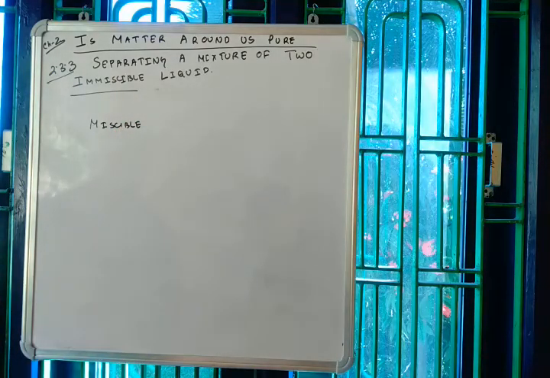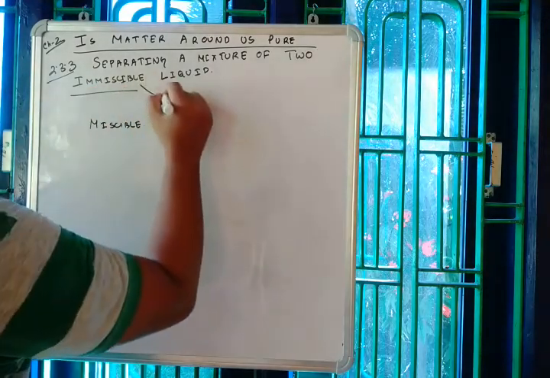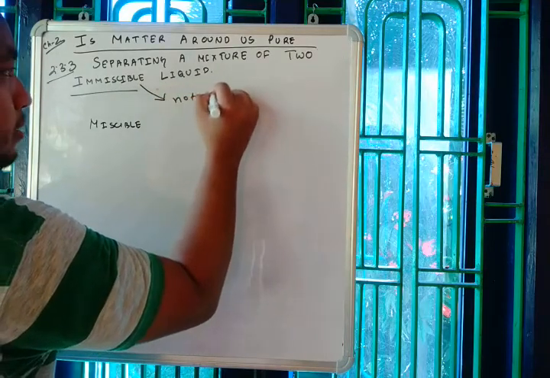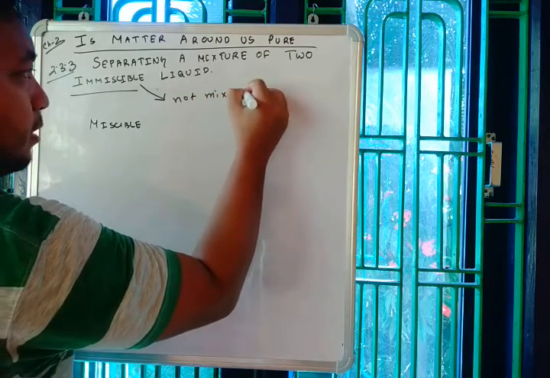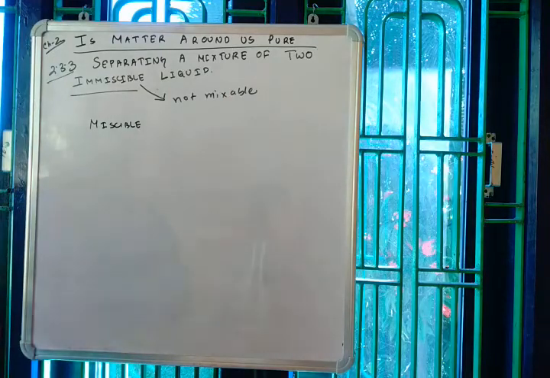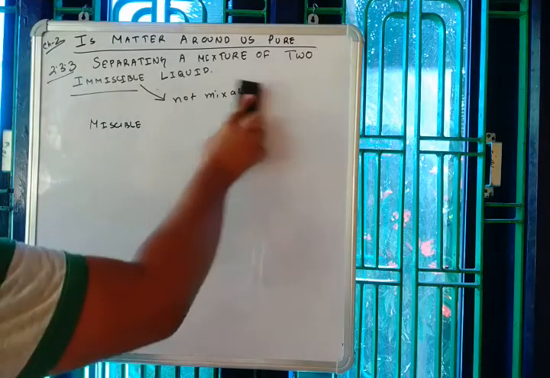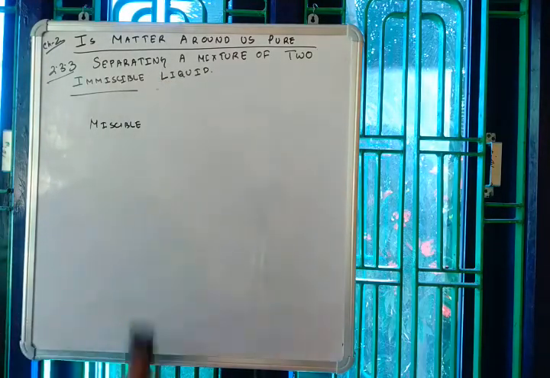Immiscible means somehow not mixable. Not mixable. That means those liquids which cannot mix well with each other. So we have a very famous example.